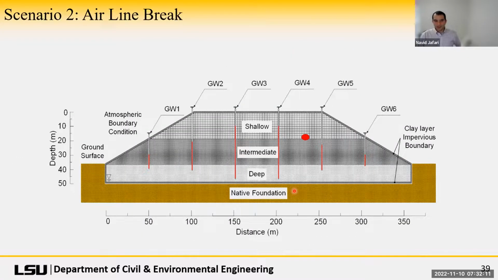On the other hand, an airline break is something quite different. A lot of wells have started to accumulate leachate and they need to be pumped, that leachate needs to be pumped out in order to facilitate gas collection.